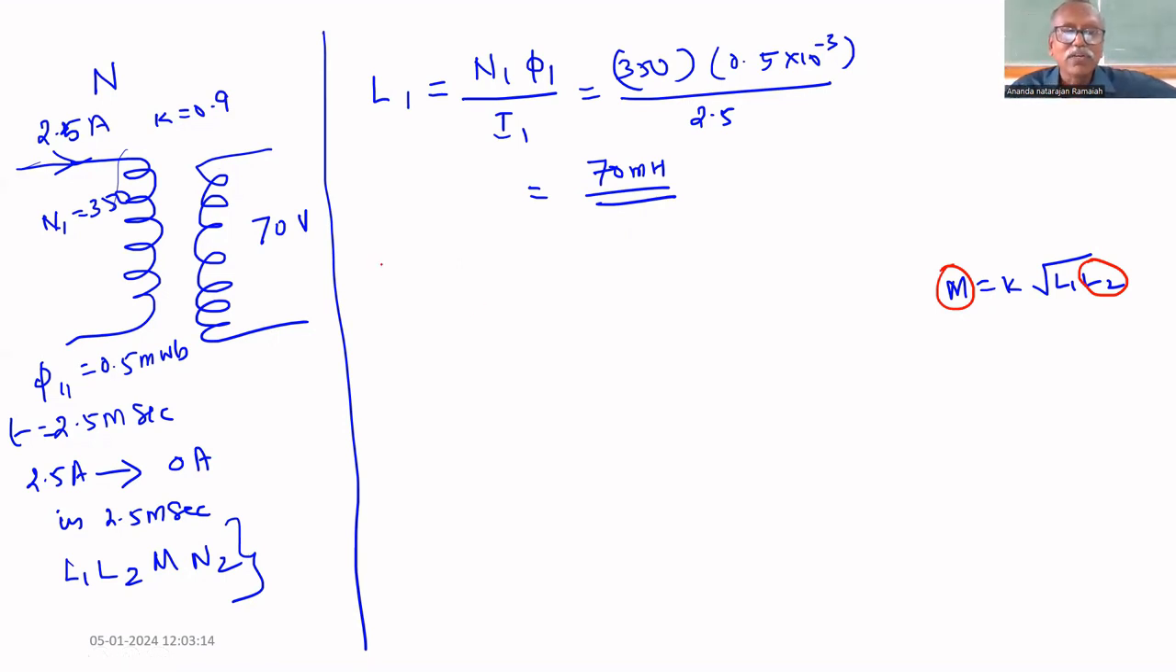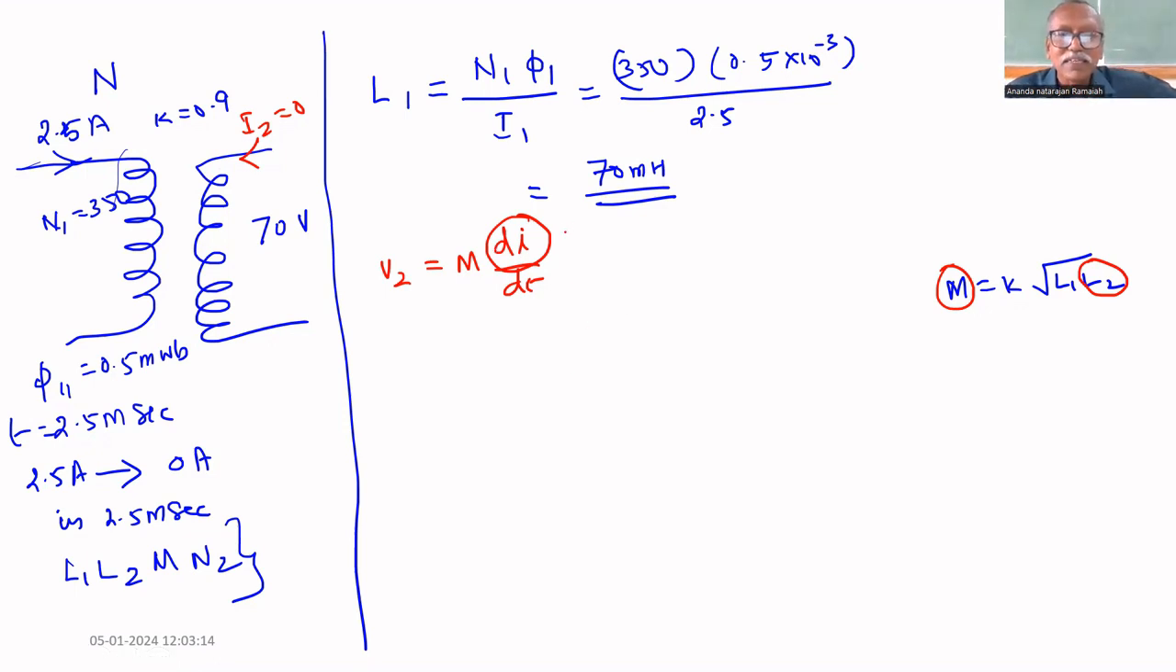But we know that V2 equal to M di by dt, because I2 is 0. I2 is not given, which means I2 equal to 0. The voltage is because of the change in current in the first coil. Actually, di by dt is an infinitesimal change in current for an infinitesimal change in time. Mathematically, that is the meaning.